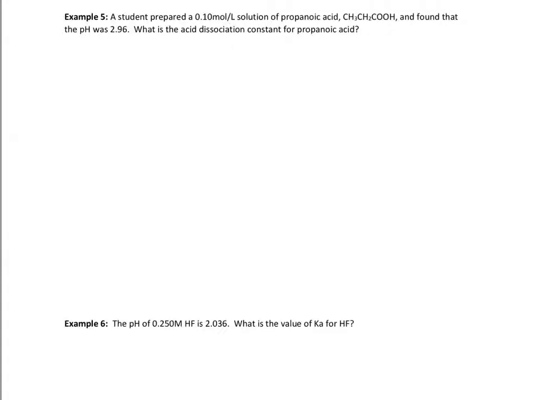Example 5. A student prepared a 0.1 molar solution of propanoic acid and found that the pH was 2.96. What is the acid dissociation constant for propanoic acid?